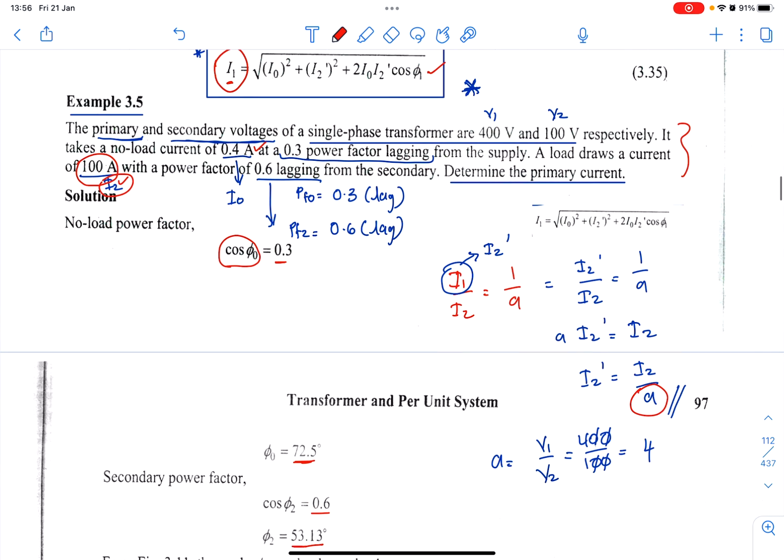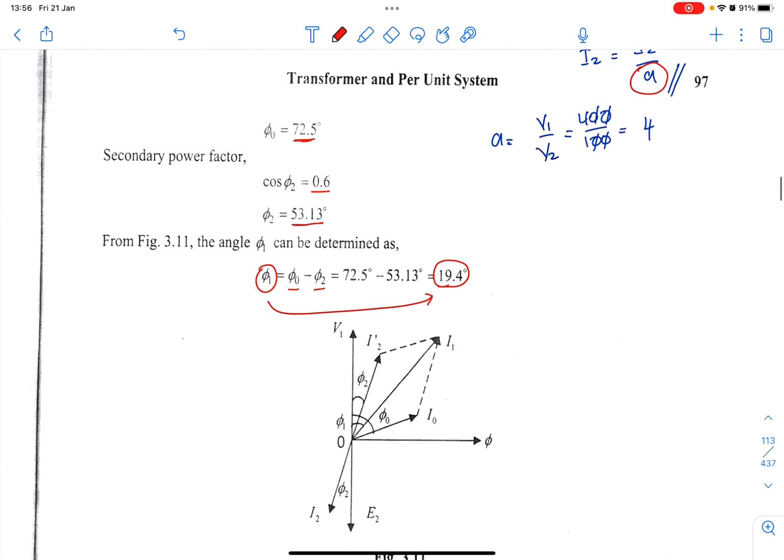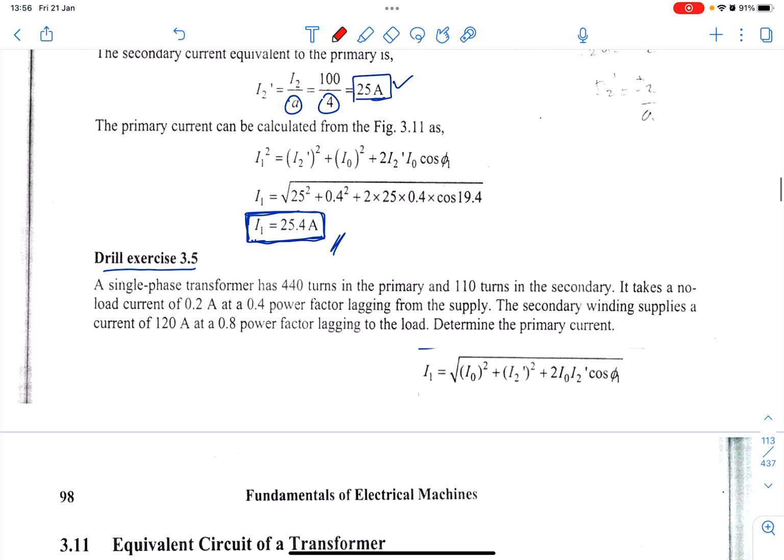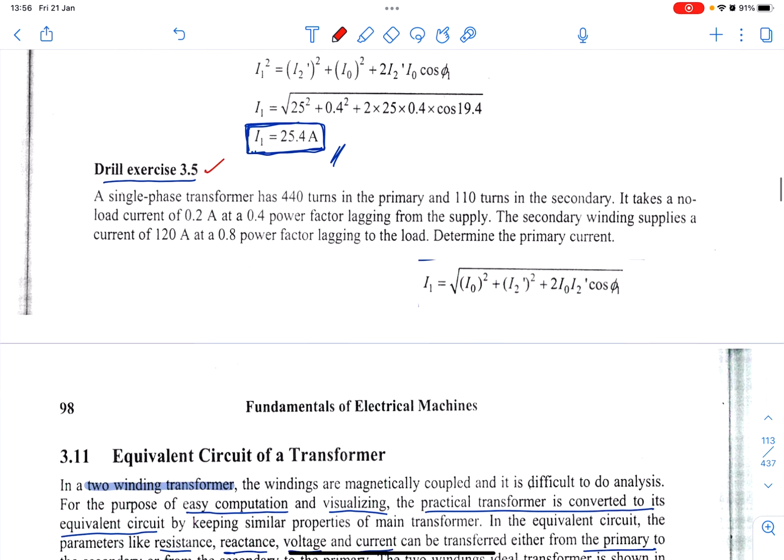So you can practice again by doing example 3.5 and the drill exercise 3.5, and you may also try the exercise problems at the end of this topic, which is the transformer and per unit system. Okay, so that's all for my lecture for this week.